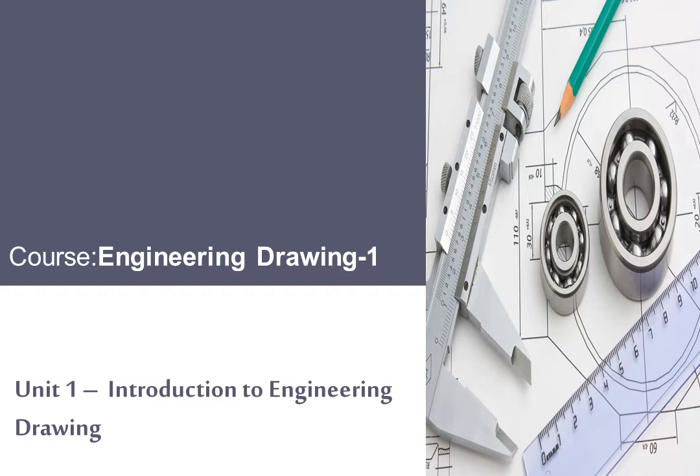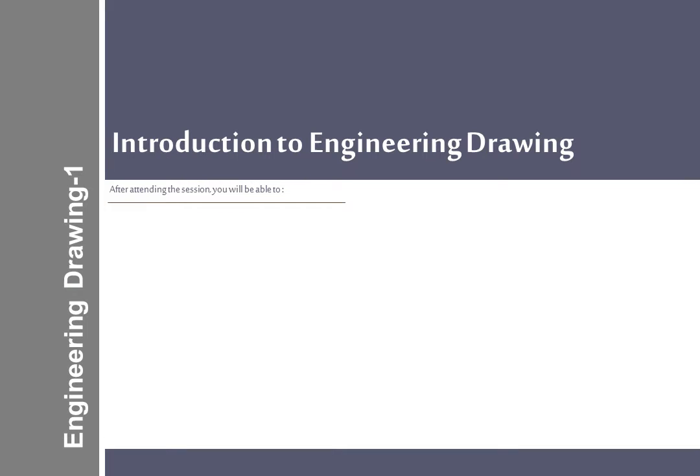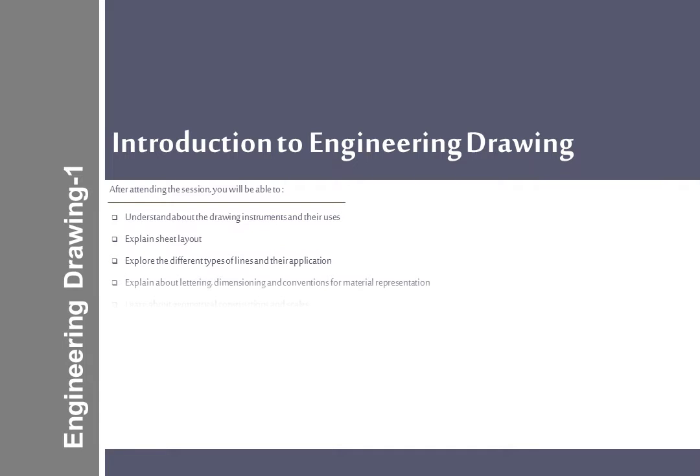Course Engineering Drawing 1, Unit 1: Introduction to Engineering Drawing. After attending the session, you will be able to understand about the drawing instruments and their uses, explain sheet layout, explore the different types of lines and their application, explain about lettering, dimensioning and conventions of material representation, learn about geometrical constructions and scales.